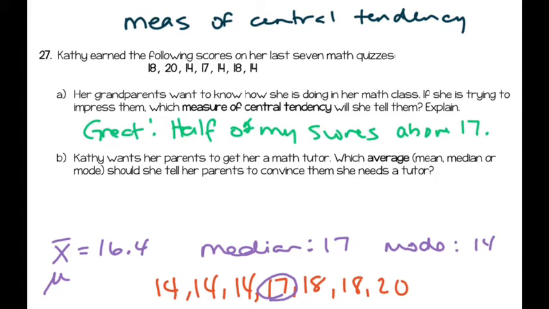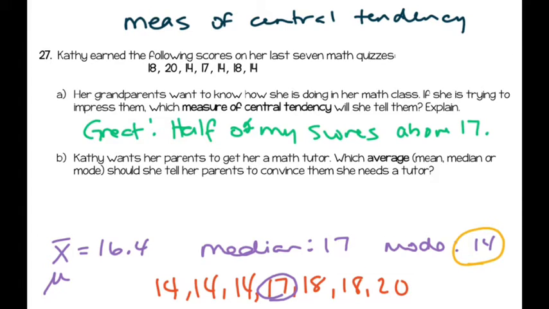Because if she sounds too technical, then her mom's going to say, see, you know what you're doing. So how should she word it so that her mom understands what the problem is? Okay, so hopefully you decided that she's going to use the mode because that's the lowest score. That's the lowest average. These are all different types of averages, but that's the lowest one. And so how do we say that though?